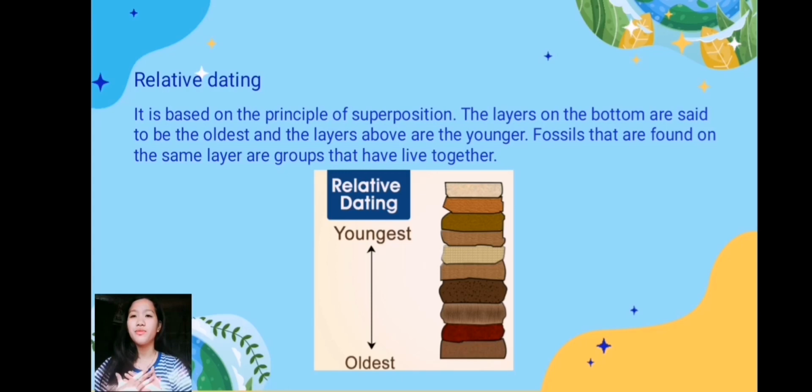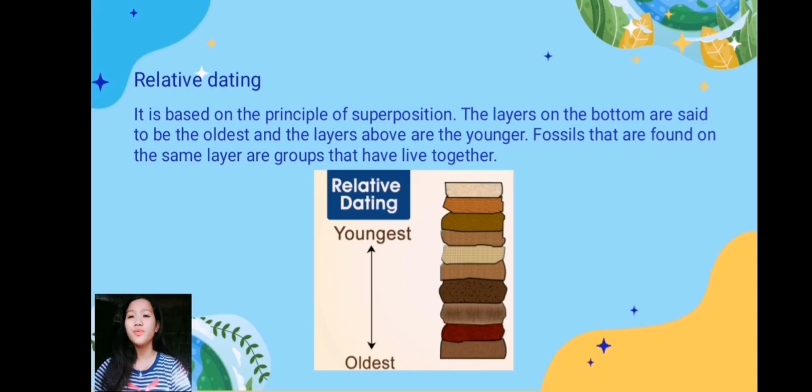So I am Rialyn Malibal. I am going to discuss relative dating and its rules. Relative dating is based on the principle of superposition. The layers on the bottom are said to be oldest and the layers above are younger. Fossils that are found on the same layers are groups that have lived together.